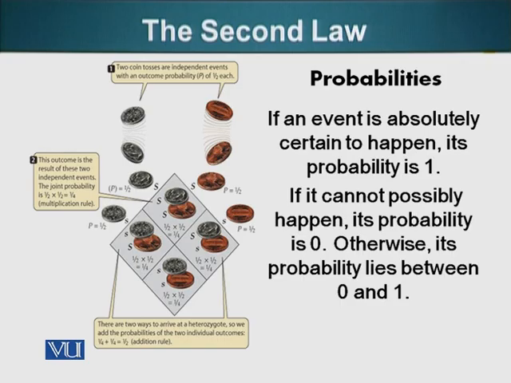So when you are combining two probabilities of independent events happening together, you basically multiply both the probabilities. So half times half is 1/4.